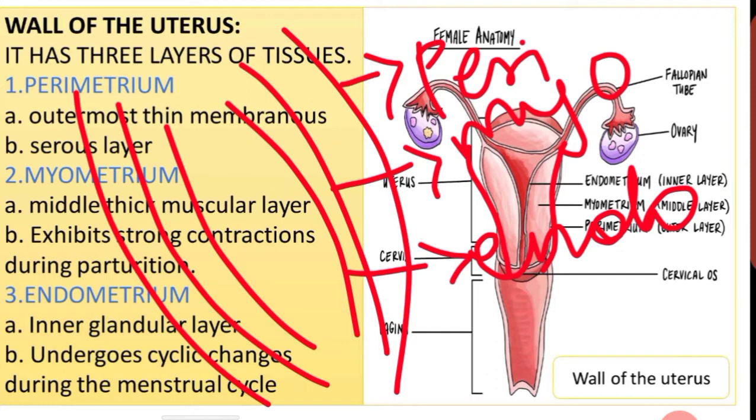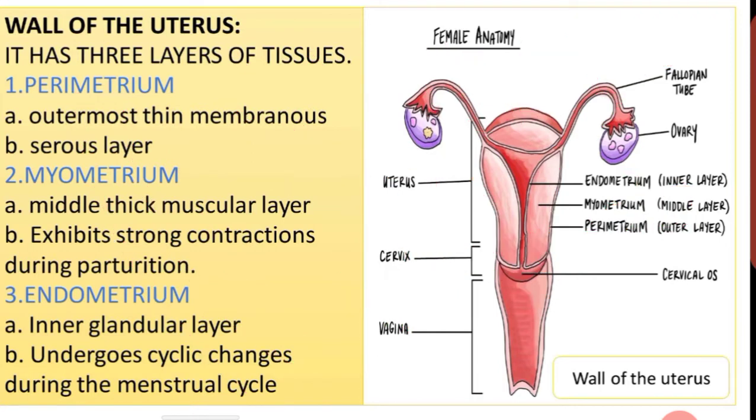Uterine wall. Garbapaiyoda suvarla 3 layers irukku. Outer layer perimetrium, middle layer myometrium, inner layer endometrium. Shall we see the topic in detail? Yes. First, the outermost thin membranous layer is called perimetrium. It is a serous layer.